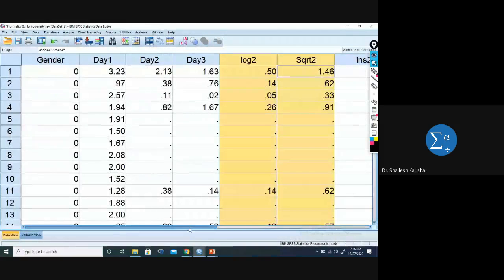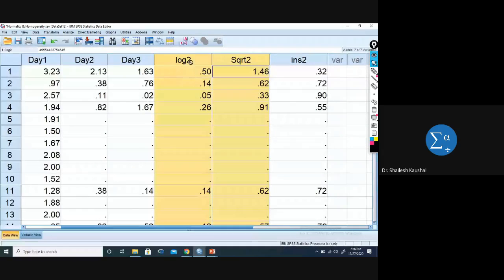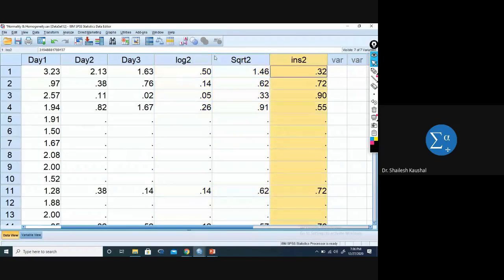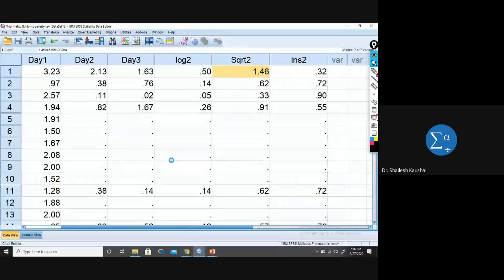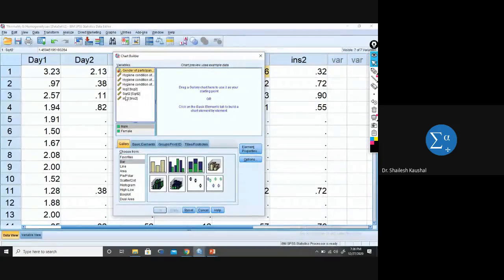So this is the inverse. I have corrected through log transformation, square root transformation, and inverse root transformation. Now I check whether my data is normally distributed or not. I just want to check through the graph. So graphs, chart builder, and then okay, and after okay, the histogram.